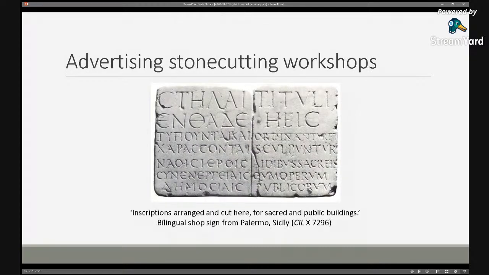It's pretty much obligatory to show you this inscription. This is a shop sign from Palermo, and it's advertising the services of a workshop. And you can see here that it's saying tituli haec ordinantur et sculpuntur. So it's saying inscriptions are arranged and cut here. And this is one of the very few inscriptions that we have along these lines that actually give us a bit of a window into how those workshops might have advertised themselves.